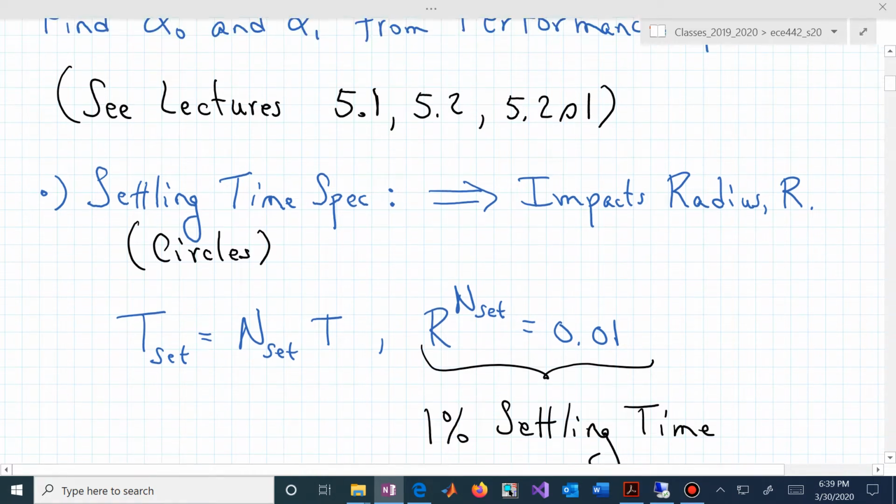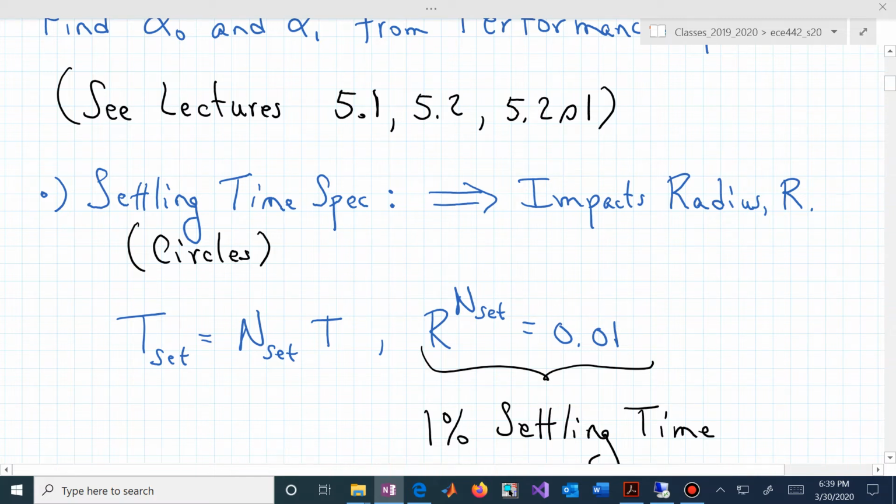The smaller the circle, the faster the system, or the shorter the length of time for a settling time. The settling time specification could be specified in terms of the number of samples. That's what I'm referring to as capital N set. But it could also be specified in terms of an actual time given by capital T settling time, and that's in terms of so many sample periods. So if you know the sample period, capital T, and you know the actual value of your settling time, T set, you can now solve for the number of sample periods to get you to meet that design specification.